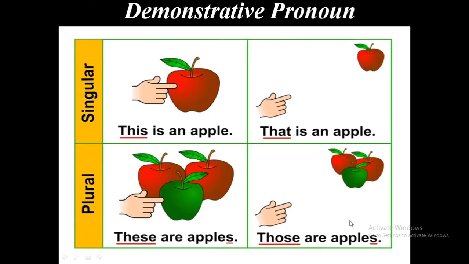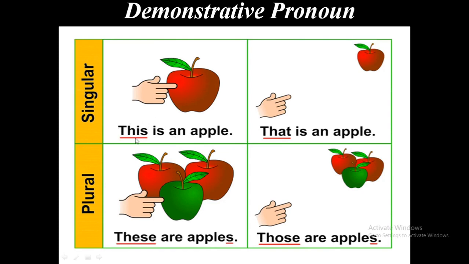So let us move on to the demonstrative pronoun. Demonstrative means showing something, you are pointing or showing something. So that is called demonstrative. Here is an example, we have singular demonstrative pronouns and plural demonstrative pronouns. I have given an example with a picture taken from internet sources. So this is an apple. It is singular. So this is a singular pronoun.